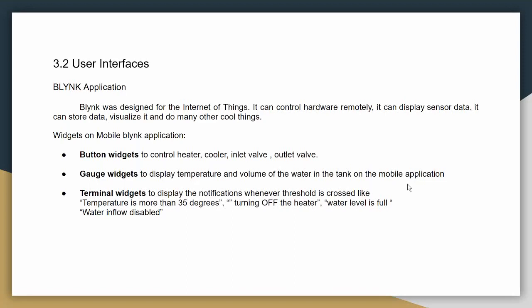Some of the widgets which we used on this Blynk application were button widgets, gauge widgets, and terminal widgets. Button widgets were to control the heater, cooler, and inlet and outlet valves. Gauge widgets are to display the temperature and the volume of the water in the tank on the mobile application. Terminal widgets are to display the notifications whenever a threshold is crossed, like the temperature is more than 35 degrees, or the heater is being turned off, or the water level is full, or water inflow is disabled.